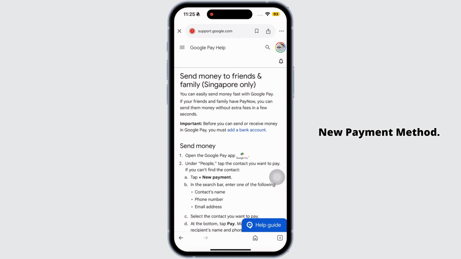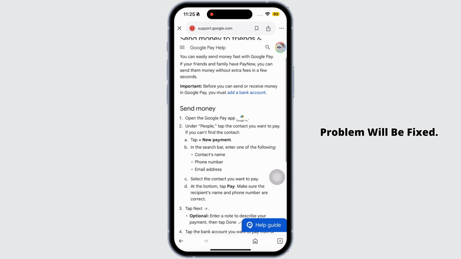Likewise, you can add a new payment method. Add another debit or credit card or bank account to your Google Pay. Use a different payment method to make payments. If none of the above steps help and you are still facing limits, you can contact Google Pay support. By following these solutions, your problem will be fixed.